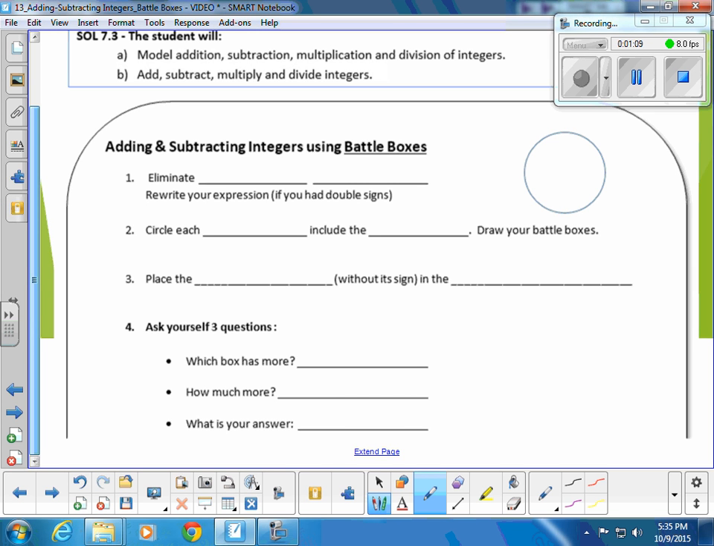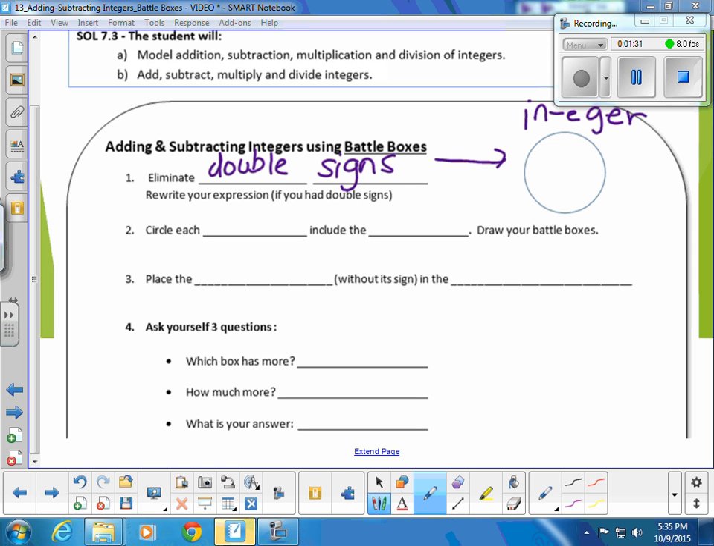Step number 1, if you look in your notes, is to eliminate the double signs. Then, before I forget, who's this guy? We use Integer Bob here to help us out, and he's got 2 negative eyes and a positive nose. So we use him to cover up and tell us, when we're getting rid of our double signs, which one is left. Then rewrite your expression if you had a double sign.